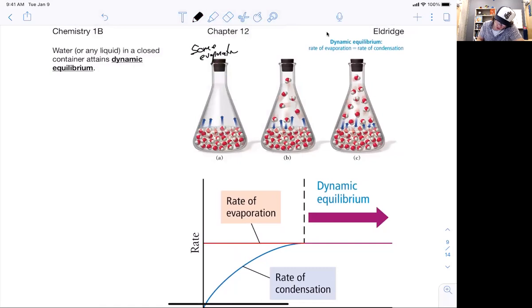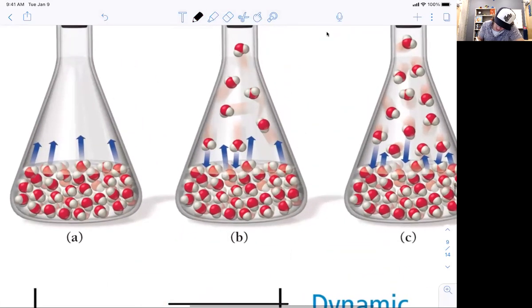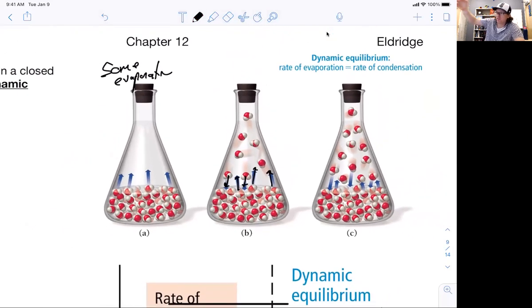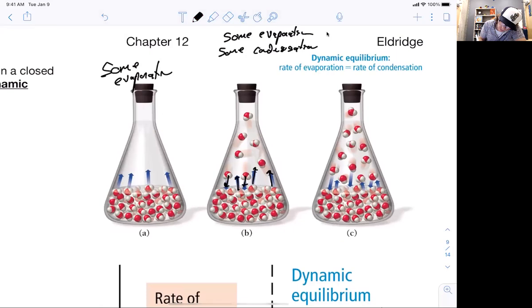So what you'll see here is 3 arrows up, 3 evaporated, 3 evaporated, and 2 recondensed. So some are evaporating, some are recondensing, but still we're getting more evaporation than not. So some evaporation, some condensation, but ultimately this is a net evaporation.